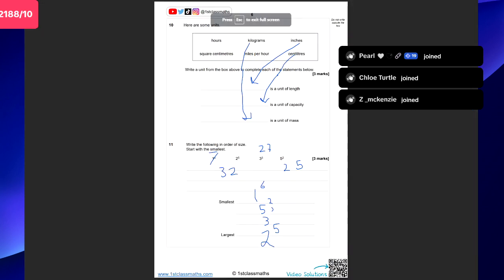Okay, so again, guys, revise your square numbers. Revise your cube numbers. Okay, does that make sense, guys? Are there any questions? Does that make sense?